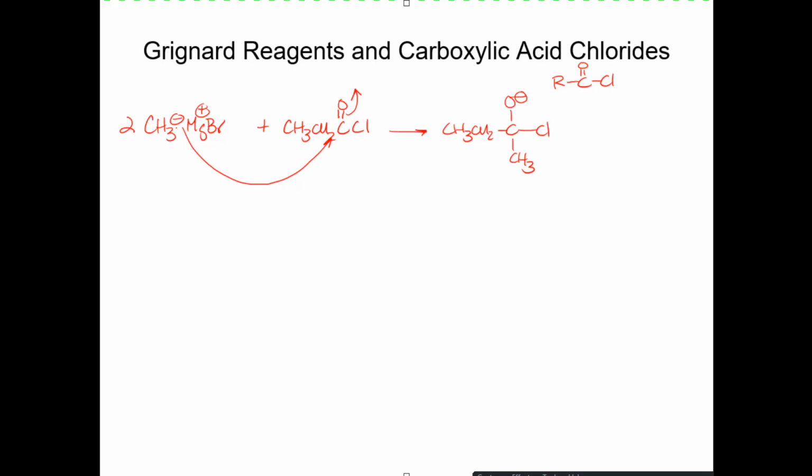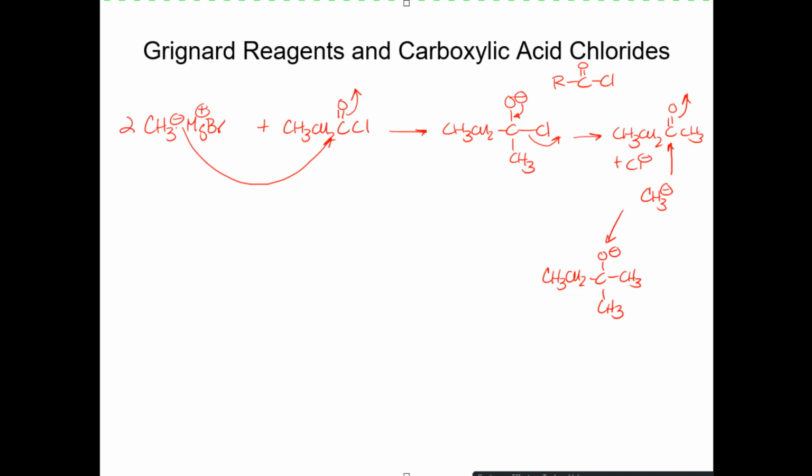Okay, now in this case, this O- would like to bring its pair of electrons back down and reform the carbonyl. Is there a group that'll leave? Oh yeah, chloride will leave all day. So I'm going to kick the chlorine off, and I'm going to reform my carbonyl, which means I'm going to form this ketone. And I'm going to end up with a Cl-. Then what happens? Then my second equivalent of Grignard now comes in and adds to the carbonyl. Now I'm going to end up with my O-, and now I'm going to add my second methyl group to this molecule.